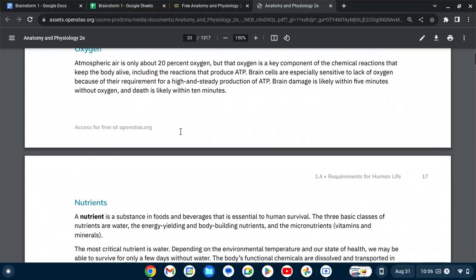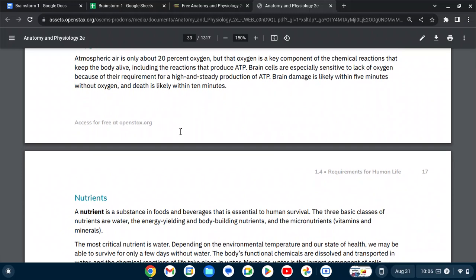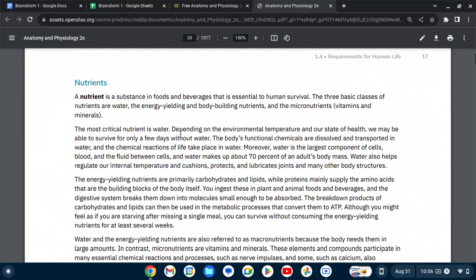Oxygen. Atmospheric air is only about 20% oxygen, but that oxygen is a key component of the chemical reactions that keep the body alive, including the reactions that produce ATP. Brain cells are especially sensitive to lack of oxygen because of their requirement for a high and steady production of ATP. Brain damage is likely within 5 minutes without oxygen, and death is likely within 10.